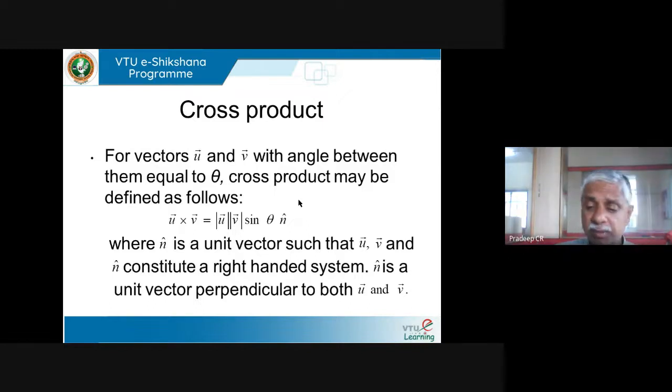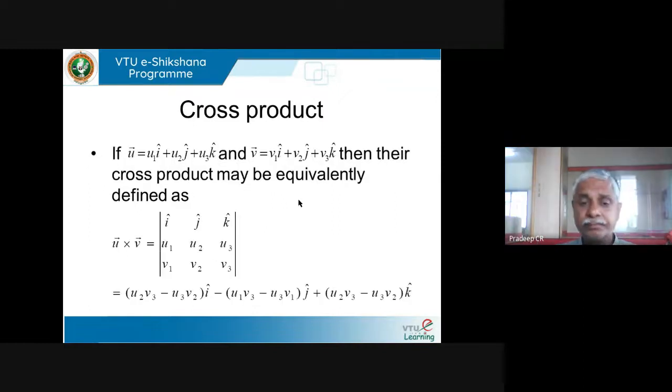For computational purposes, there is another definition. They are equal and they are all the same, but I am not proving the equivalence in this set of lectures. If u is given by this and v is given by this, then their cross product is given by this determinant. Remember this determinant: i, j, k, and here u cross v. So u1, u2, u3, first is u and then is v. So the second row is u1, u2, u3, and the third row is v1, v2, v3.